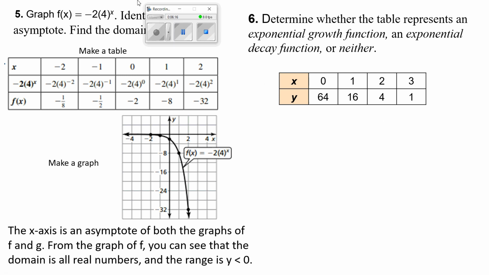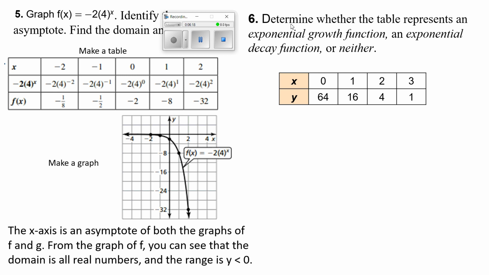I'm going to move this so it's out of the way. Determine whether the table represents an exponential growth function, an exponential decay function, or neither. Well, when I look at this, I see that these are increasing by 1, right? I shouldn't say a factor, I should just say increasing by 1. Somehow I lost my dot, there it is. I'm adding 1 each time, right?